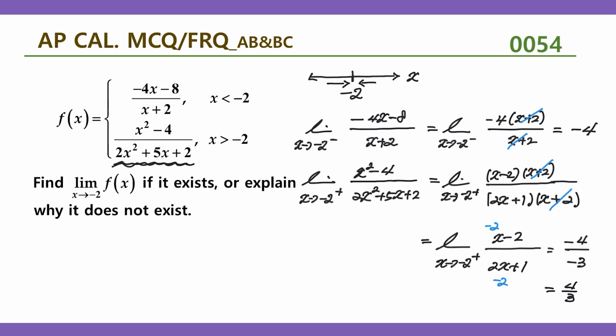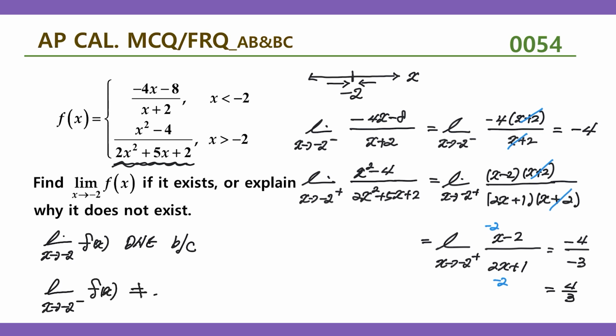Which is not equal to this value right here, the left-hand limit. So since the left-hand limit and right-hand limit are not equal to each other, we can conclude that this limit doesn't exist. The limit as x approaches -2 of f of x does not exist because the limit as x approaches -2 from the left-hand side is not equal to the limit as x approaches -2 from the right-hand side, right?